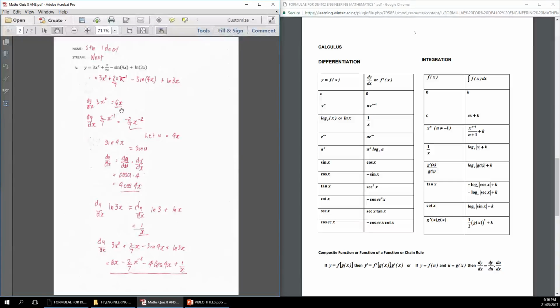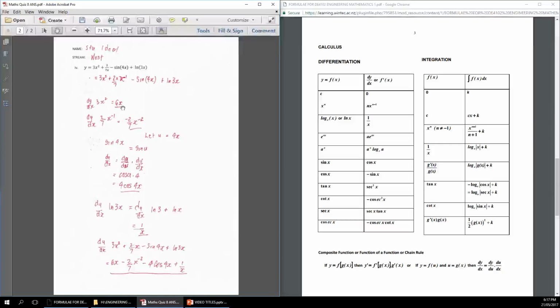Again, it's pretty easy to do these ones in your head, but it is the chain rule. So it's a chance to just show that you know how to do the chain rule and to get it right. If you know the answer, then you should be able to prove it. So what I'm going to do is let u equal 4x. And so we get sine 4x is sine u.